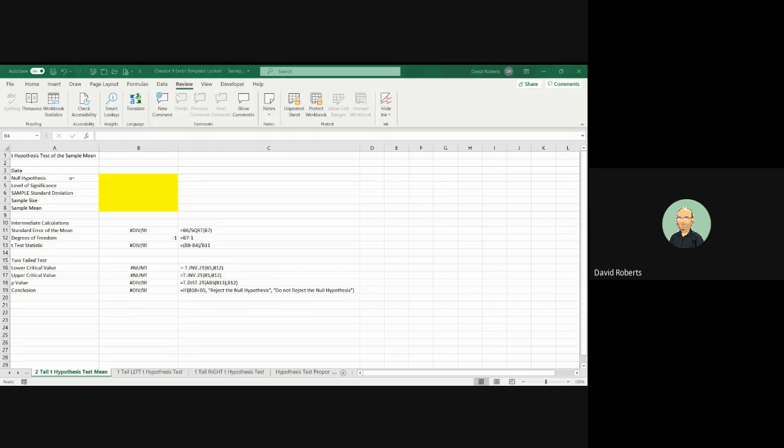Welcome to problem 31 from chapter number 9. This problem is on page 293 of your book, and it uses the furniture data set. So in this particular case, when we look at our spreadsheet, again, we have to determine which hypothesis we're going to do.